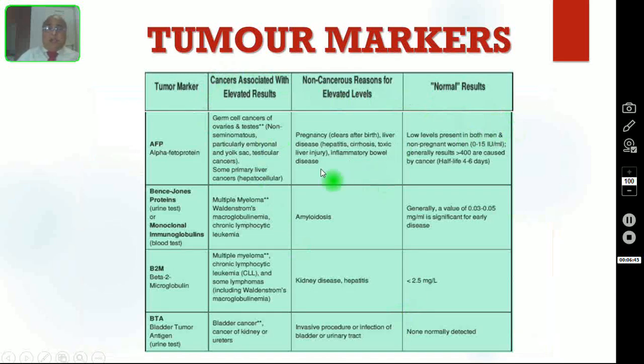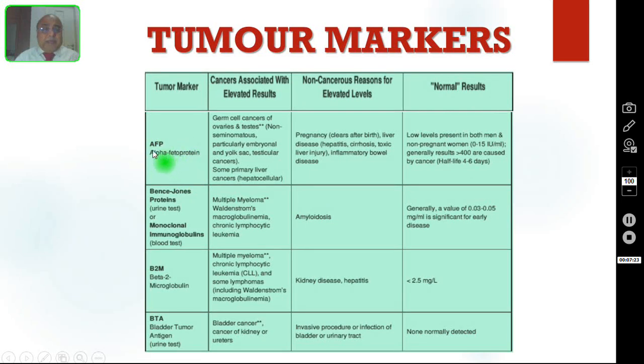Now I am going to talk about particular tumor markers, and I am going to talk in alphabetical order. The first column is the name of the tumor marker. The second column is the cancer associated with elevated results: if it is increased, then what are the cancers? Then the non-cancerous reasons for the elevated levels: even non-cancerous, what are the other causes for elevation of this particular tumor marker? And what is the normal value? That is the fourth column.